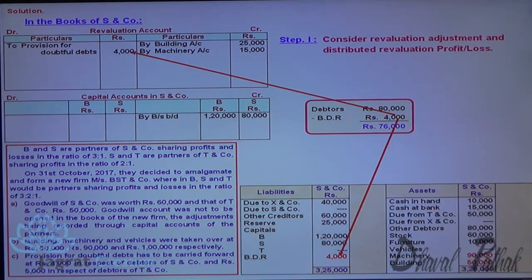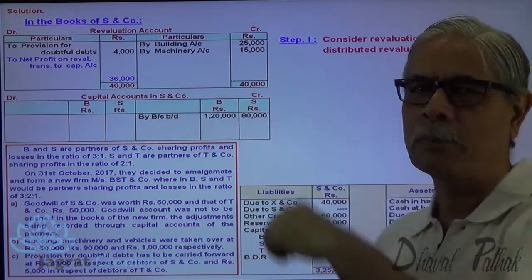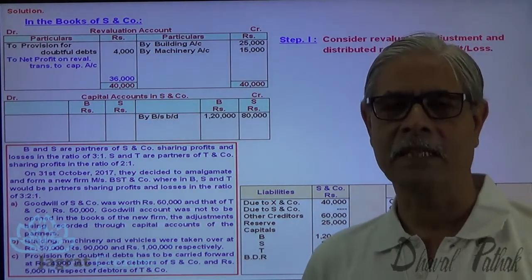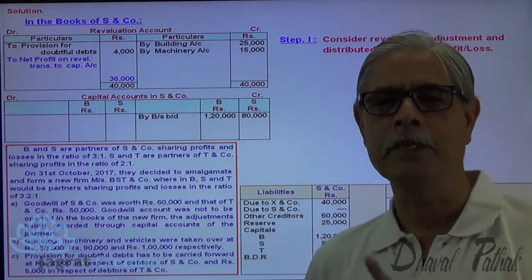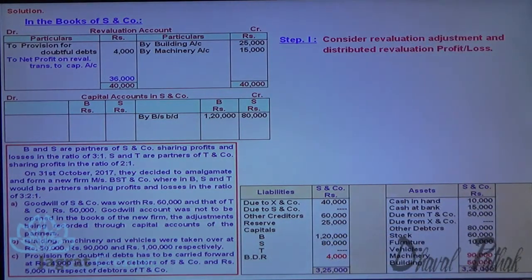After considering this revaluation adjustment, next step is to close this revaluation account. Find out the profit or loss on revaluation of assets and liabilities, and this profit will be distributed amongst partners in the ratio of their profit sharing. So 36,000 distributed in the ratio of 3:1. So B and S capital accounts are credited with revaluation profit. This is how this step is over.